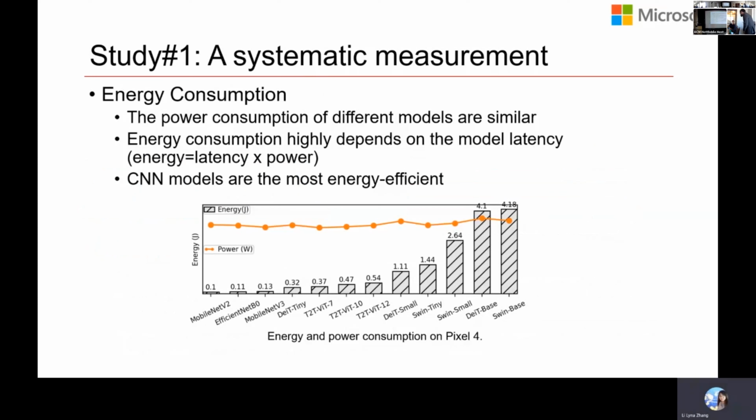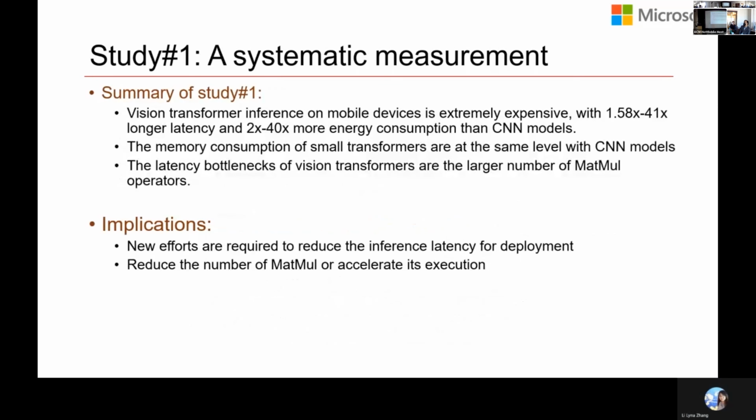For the final part in Study 1, we measure the energy and the power consumption. Our results suggest that the power consumption on mobile CPU is relatively stable. Different models consume a similar level of power. As a result, energy consumption highly depends on the model latency. Not surprisingly, CNN models are the most energy efficient. The large transformers consume much more energy than CNN models.